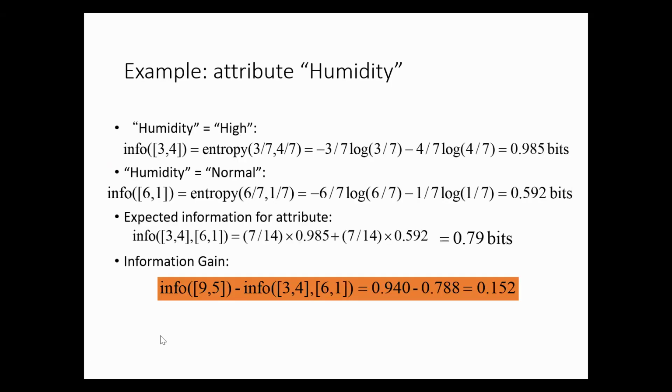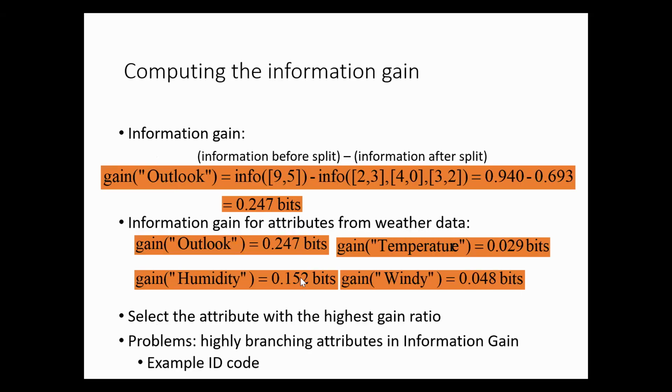And if you do the calculation for all the four, this is what we will get. So outlook is 0.247 bits. Then temperature 0.029. The humidity 0.152, and being windy, we have 0.48, which means by going through the values, we can select the outlook. Right, but there are other measurements as well, how you may actually calculate this, right?